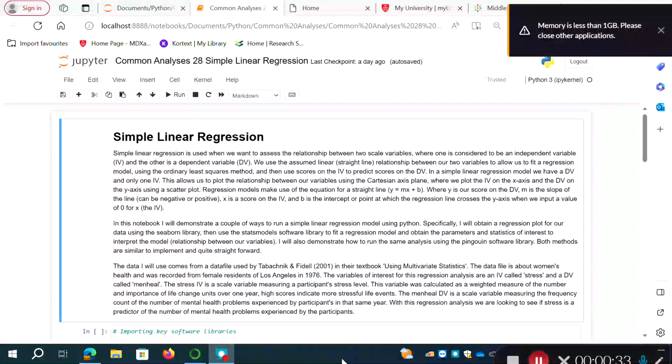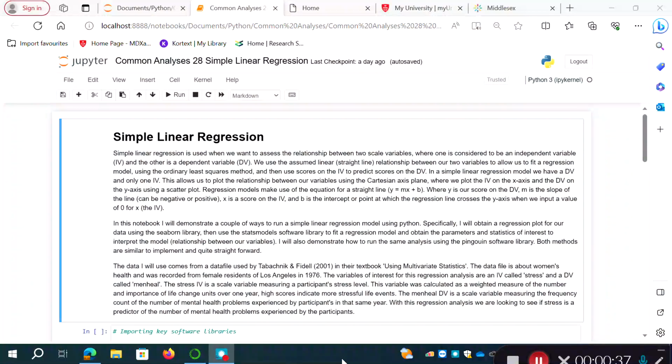We'll start with the most simple ones like this, simple linear regression, and then move on to some more complex multiple regression models where we've got scale and in some cases categorical variables as independent variables. In simple linear regression, we use this when we want to assess the relationship between two scale variables, where one is considered to be an independent variable and the other is a dependent variable.